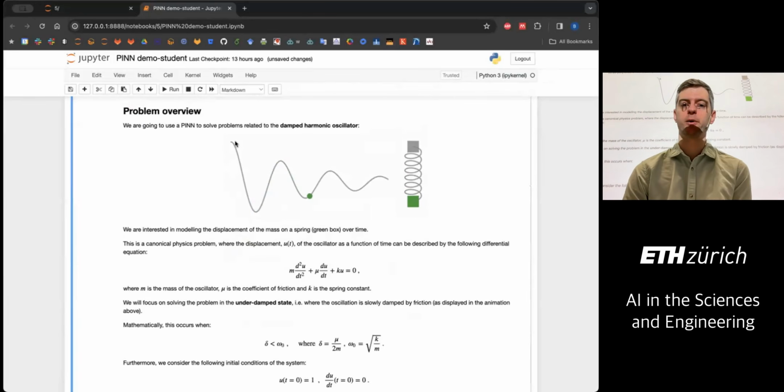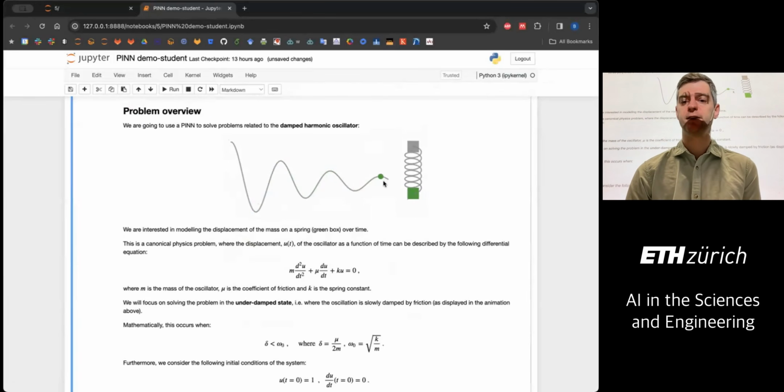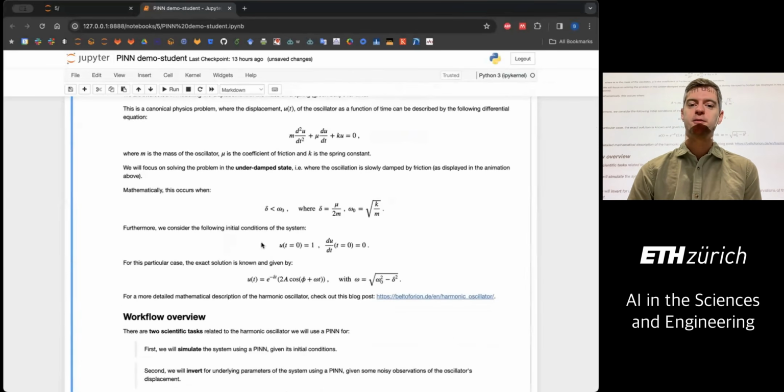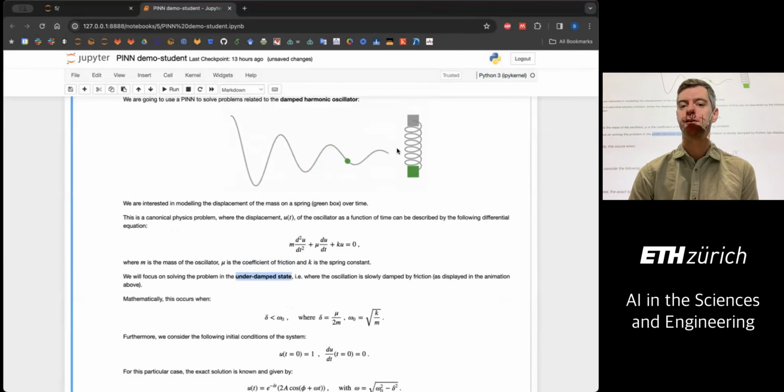Okay, so again, we're going to be training a PINN to solve this damped harmonic oscillator. I've already told you about the differential equation. There are different regimes. We're going to be focusing on the underdamped state here, where we have this kind of decay of the solution.